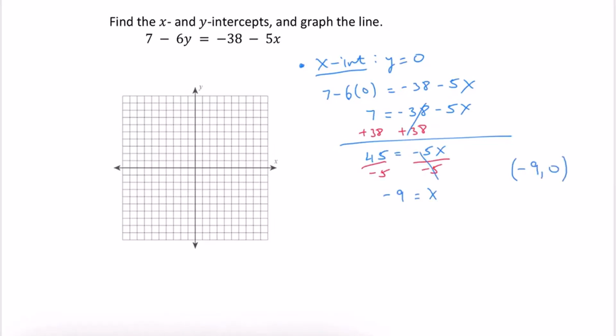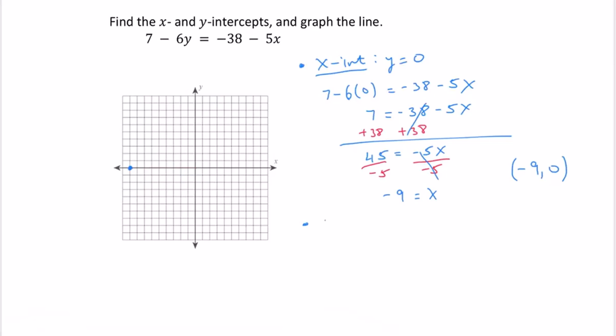So the x-intercept, we have negative 9, 0. Let's plot that point. So we have negative 9 on the x-axis, 0 for y, so we don't move anywhere. So our point negative 9, 0, is right here.